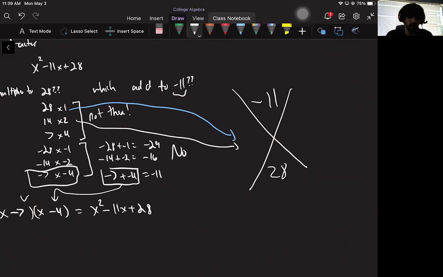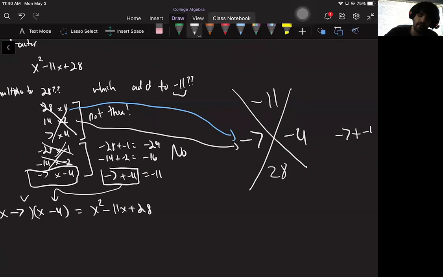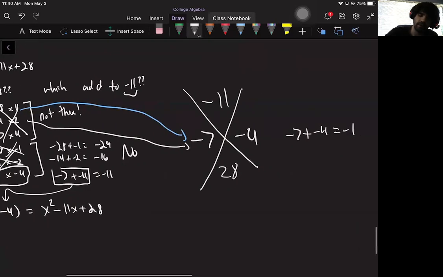So you sort of can think about it ahead more. And you could realize like, well, since I have to add up to -11, none of these could work. And then if I add -28, that's already too big. -14 is already too big. So it's got to be this one, -7 plus -4. Does that equal -11? Yes, it does. So those are the two numbers, x minus 7 and x minus 4.